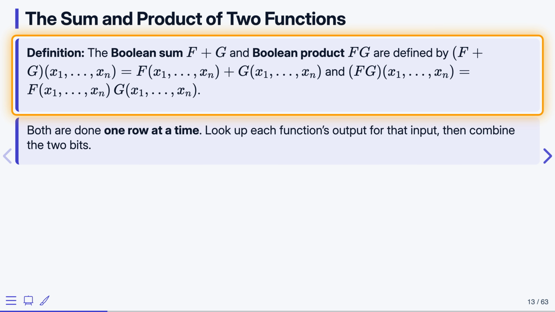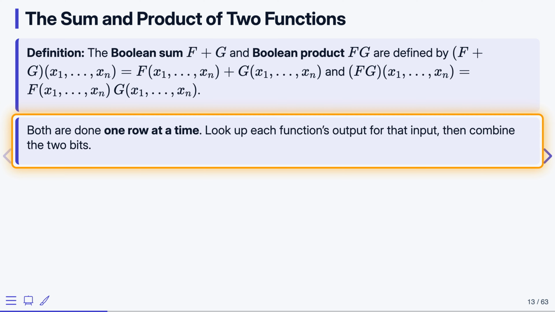We can also add and multiply 2 whole functions. Their Boolean sum adds the outputs row by row. Their Boolean product multiplies the outputs row by row. So there is nothing new to learn. You take one input, you look up what f gives, you look up what g gives, and you combine those 2 bits with a rule you already know. We say the sum and the product are done pointwise, which just means one input at a time.